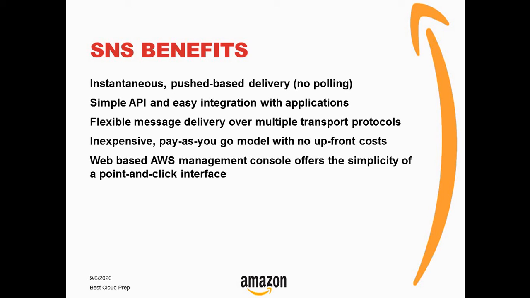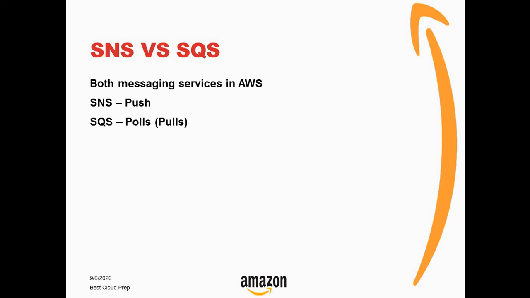And then, just like I said before, SNS versus SQS, both messaging services in AWS. SNS is push and SQS is pull. So remember this difference. SNS push, SQS pull.